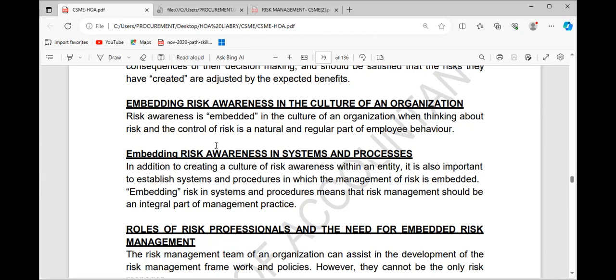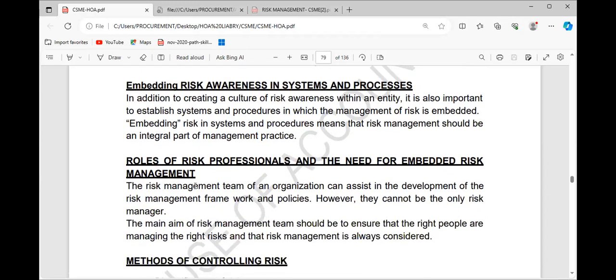Embedding risk awareness in systems and processes. I think all these things are almost the same as what I've said. Now, what are the roles of risk professionals and the need for embedded risk management?